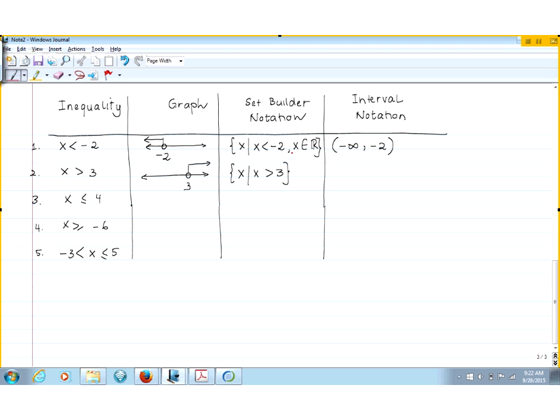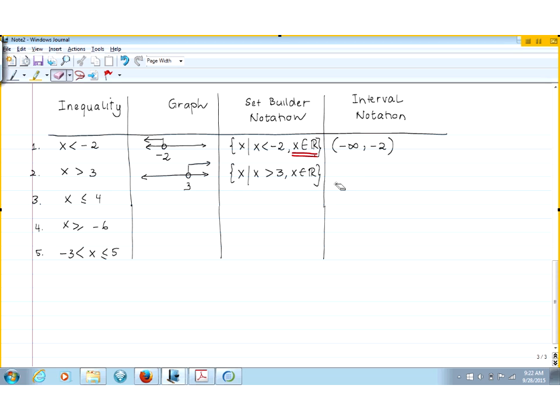The x is an element of real numbers. This is optional, because we assume that we know x is an element of real numbers. So you could stop there, or you could write the whole thing. Both are acceptable. Now interval notation.